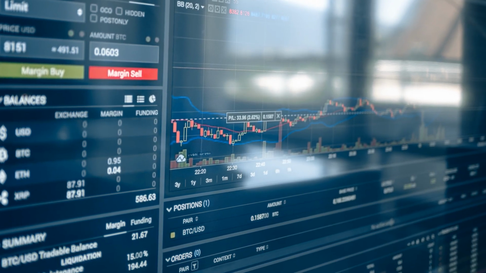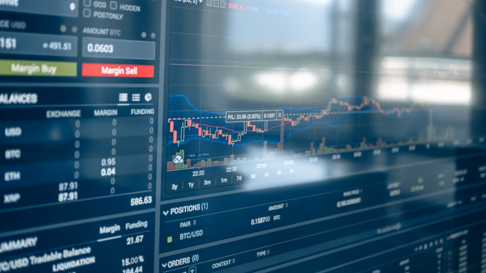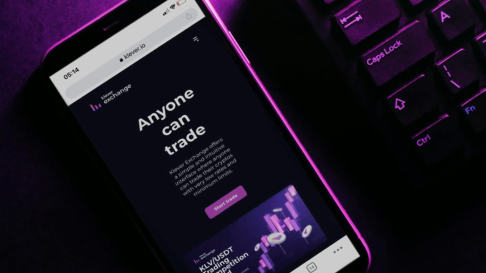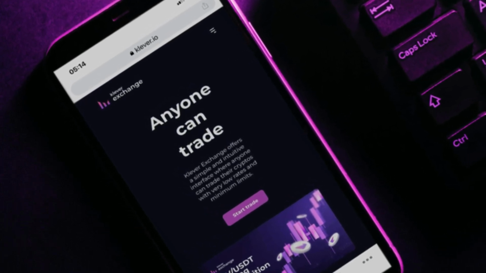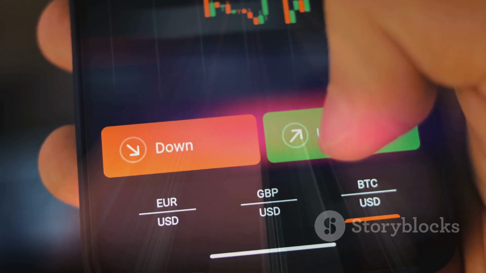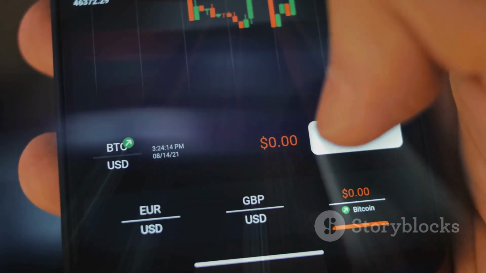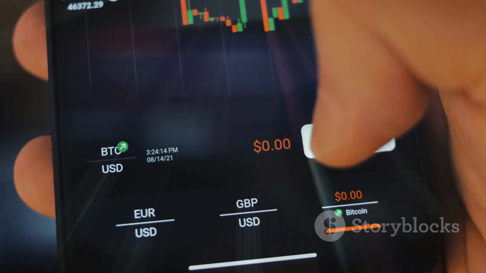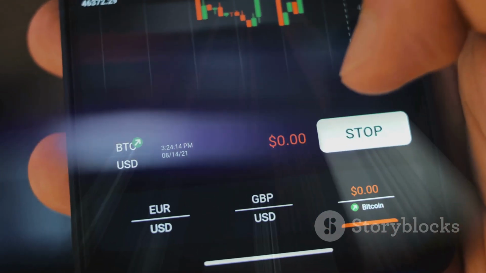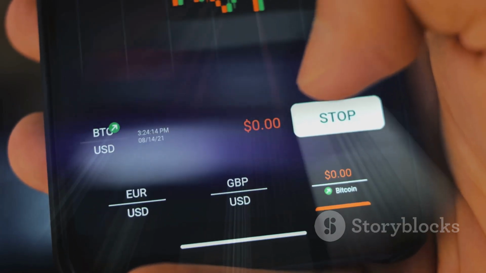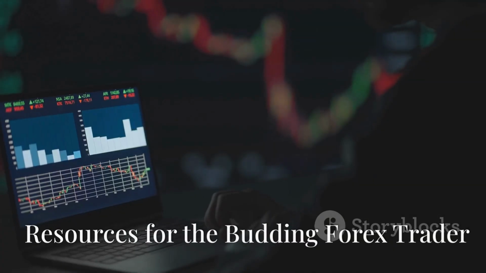Downloading a trading platform. A trading platform is the software you'll use to access the market, place trades, and monitor your positions. Most brokers offer popular platforms like MetaTrader 4 (MT4) or MetaTrader 5 (MT5), known for their user-friendly interfaces and advanced trading tools.